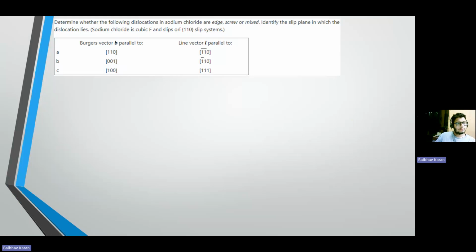Determine the following dislocation as edge, screw, or mixed. Identify the slip plane in which the dislocation lies. Simple question, right? Sodium chloride slips on the 100 slip system. Fine. So we have to identify whether it is edge, screw, or mixed. How can you identify that?